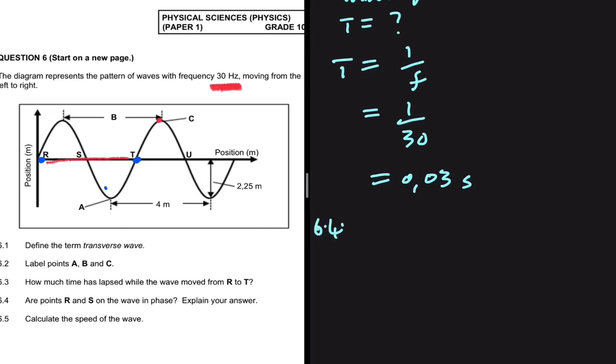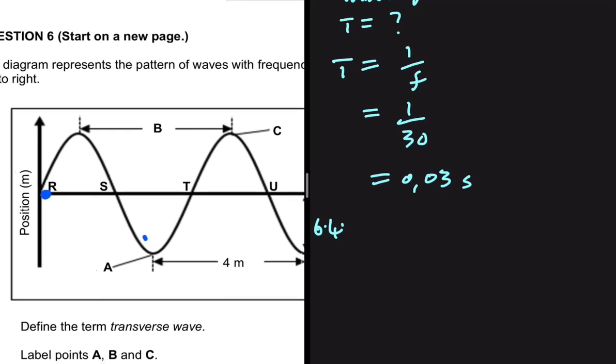Let's look at 6.4. Are points R and S on the wave in phase? Explain your answer. Let's look at R and S. R is right here, and S is right here. A lot of people will say that R and S are in phase, but that is actually not the case. They are not in phase. So the answer is no here. Let me tell you why. You need to know the condition that needs to be met for 2 points to be in phase. They need to be N multiplied by wavelength apart.